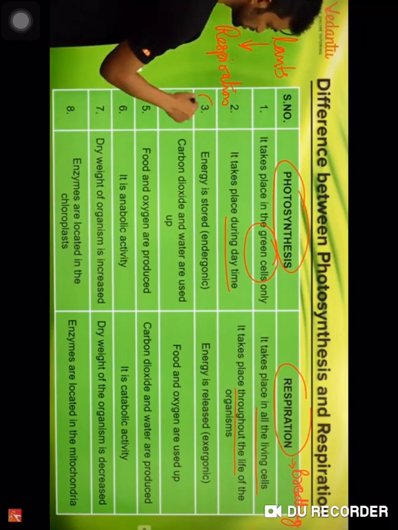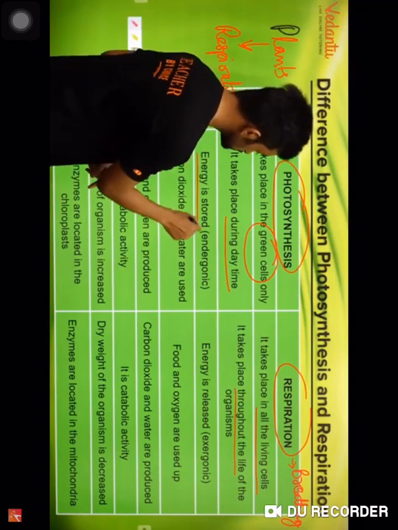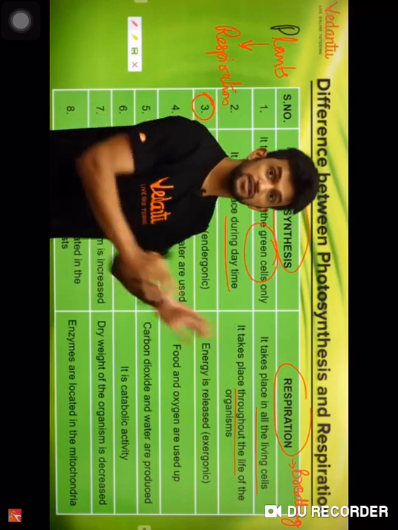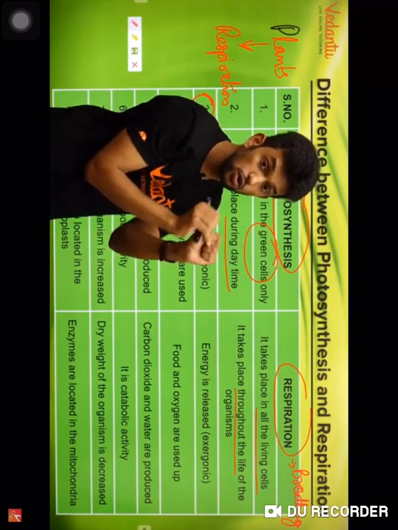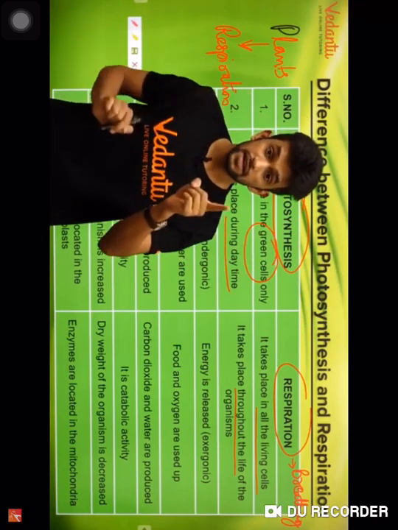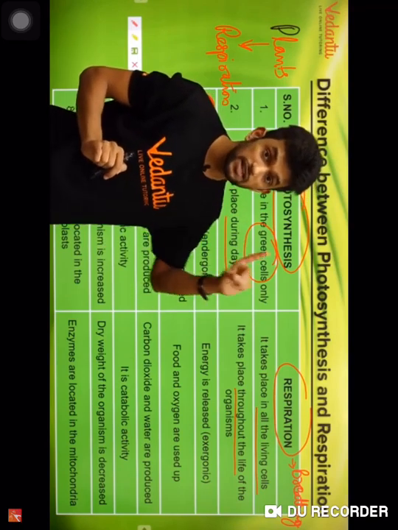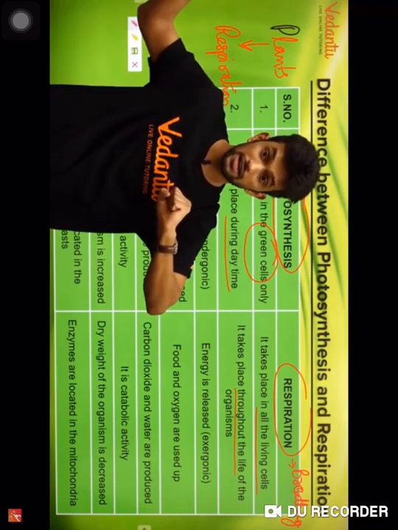Now moving forward to the third point. Energy is stored. In photosynthesis, what happens? The sun's energy is converted into chemical energy. We studied this, right? The light energy is being converted into chemical energy.